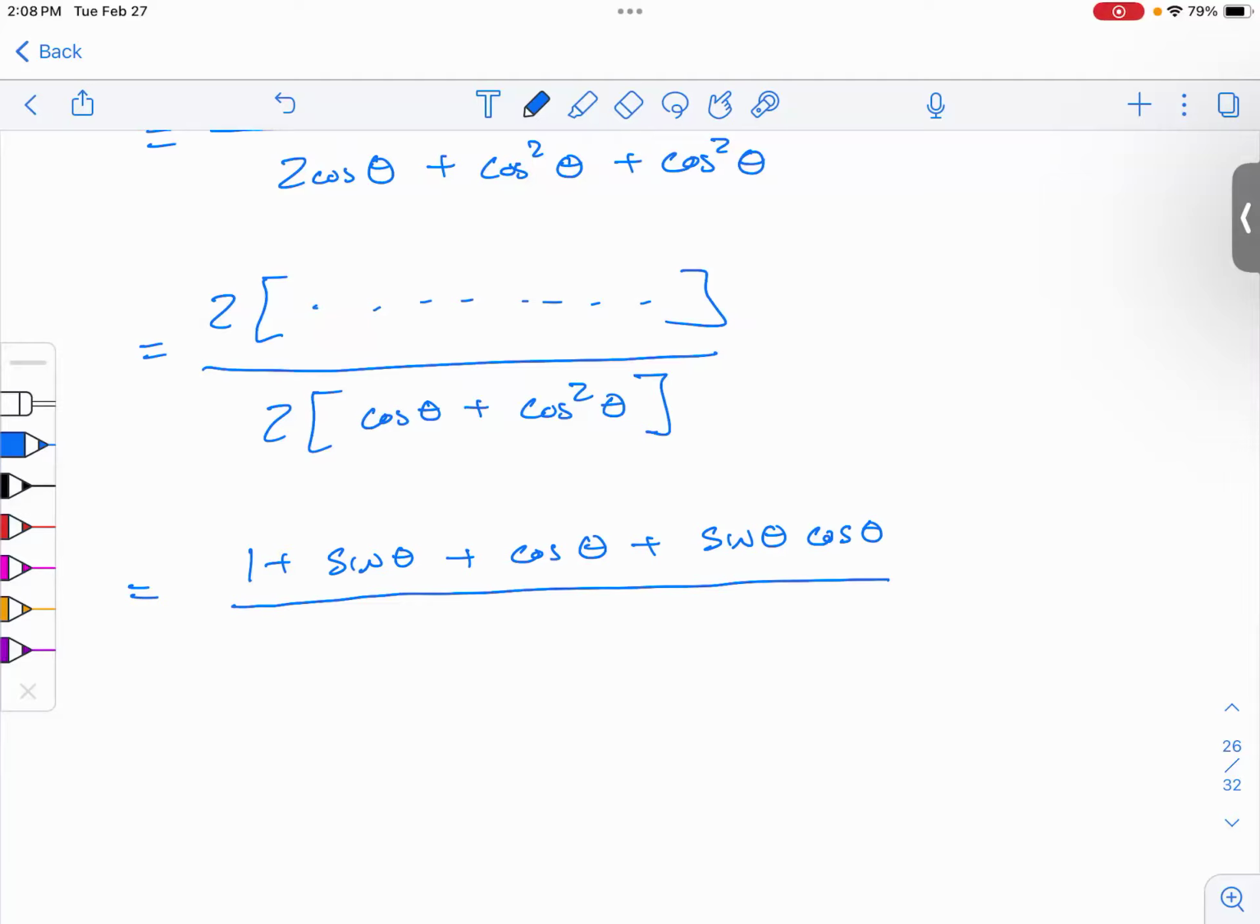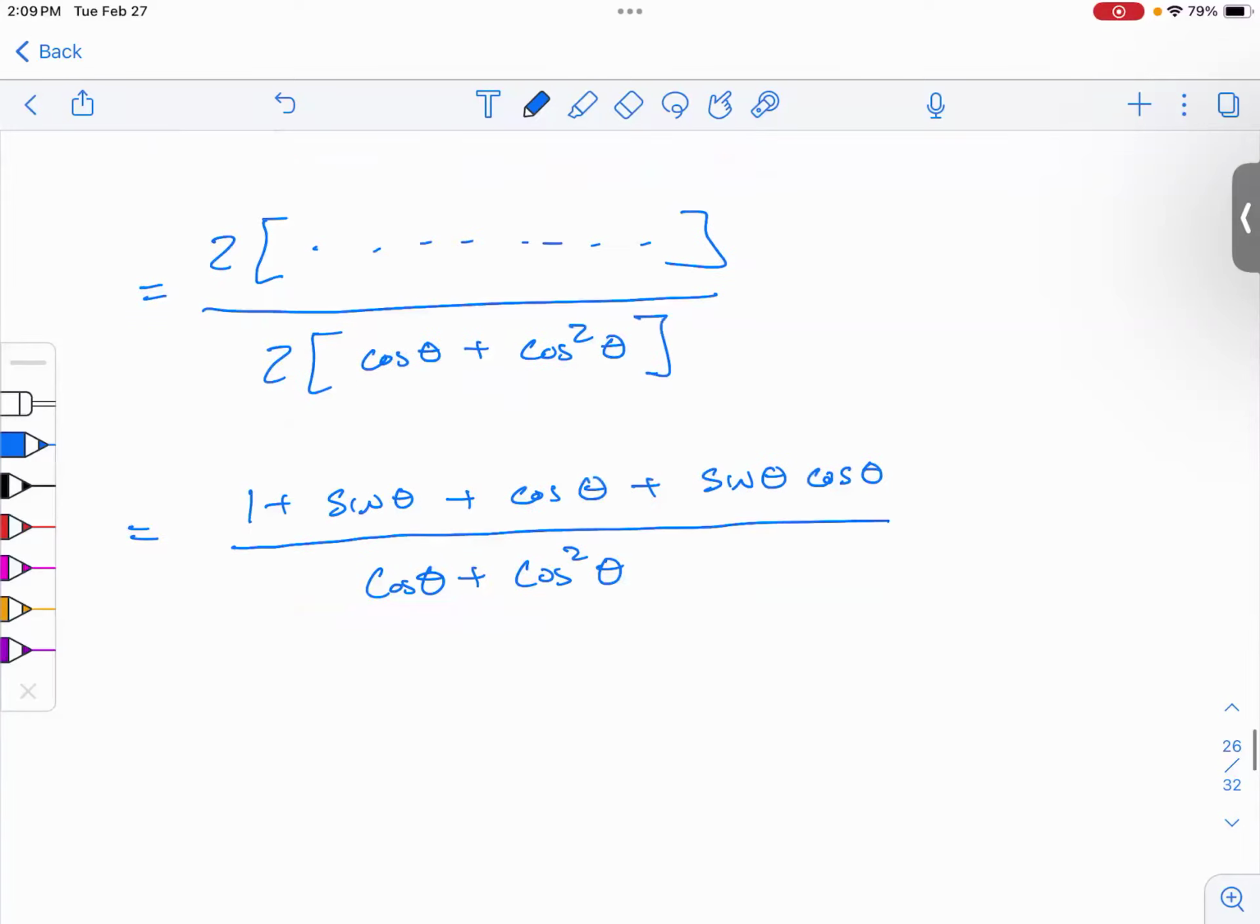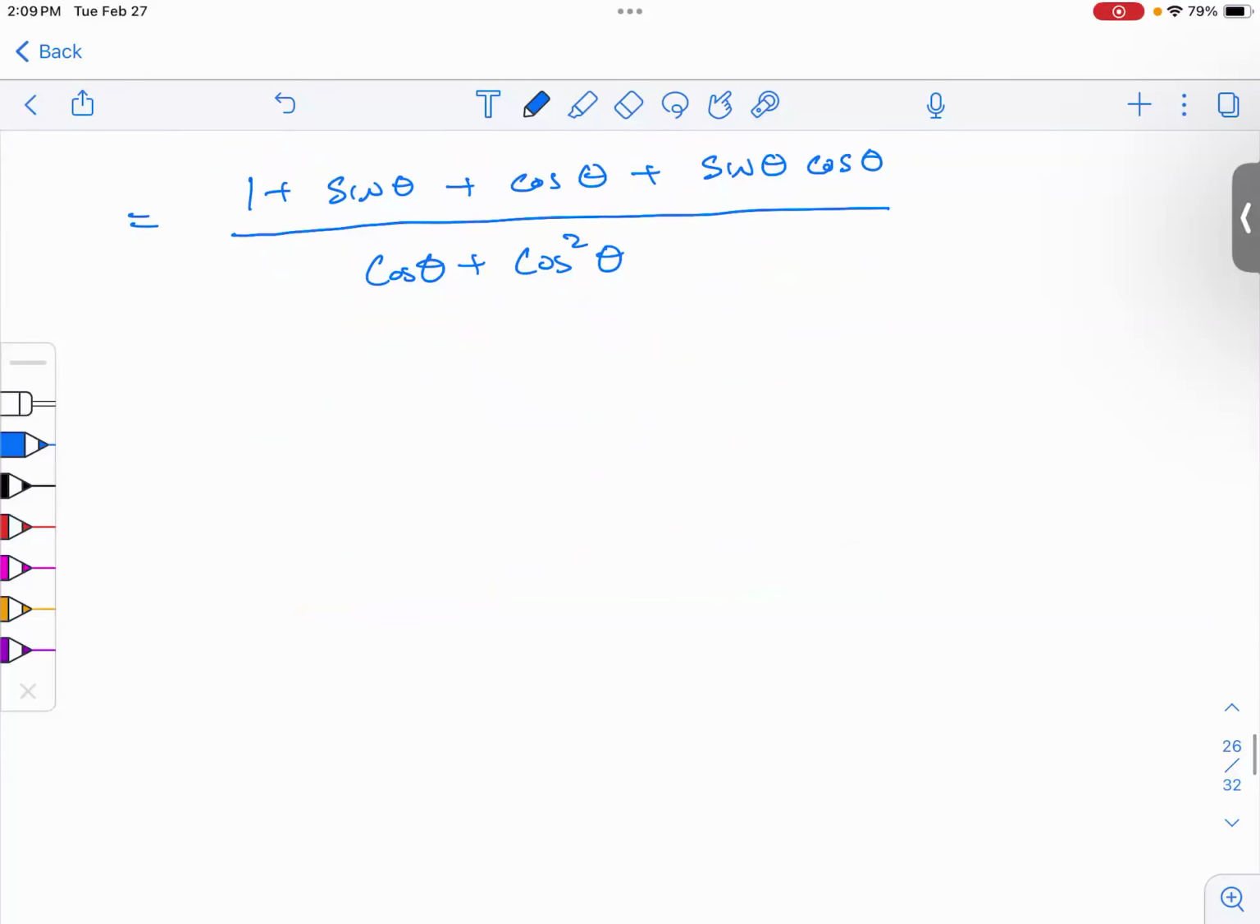Okay. So those twos are going to cancel. Excellent news. And then looking at the denominator here, what else? What do we see there? Cosine theta plus cosine squared theta. Nothing? Hold on. Okay, let's write it as such.